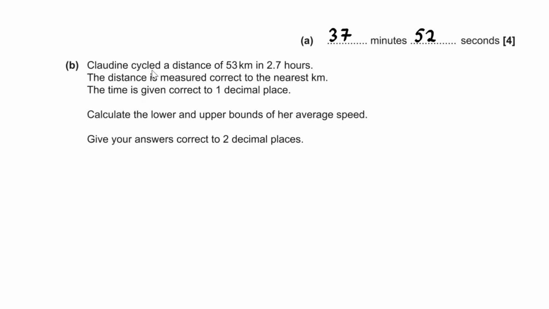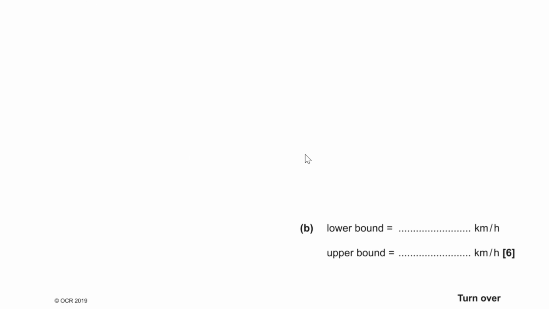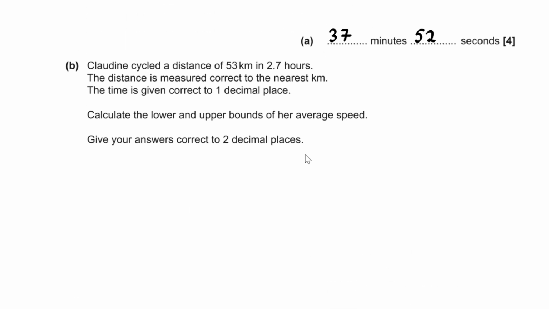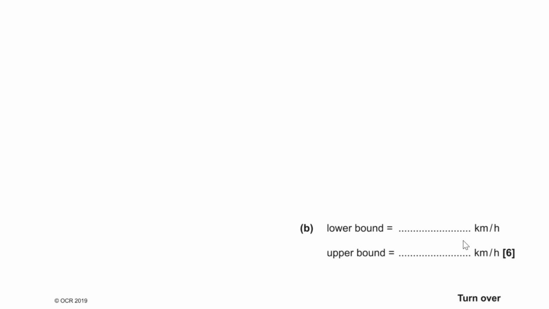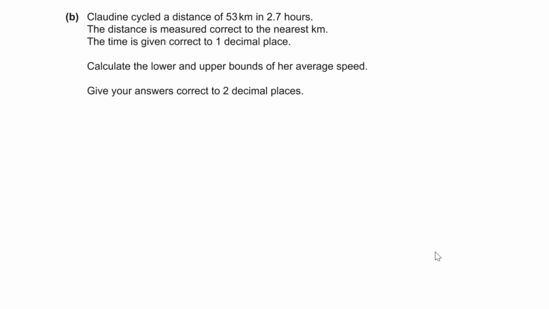Now for part B, Claudine cycled a distance of 5.3 kilometers in 2.7 hours. The distance is measured correct to the nearest kilometer, and the time is given correct to one decimal place. We have to calculate the upper and lower bounds of her average speed. Give your answers to two decimal places. Well, here we've got kilometers and hours, and here we've got kilometers and hours, so there's no need to convert any units.